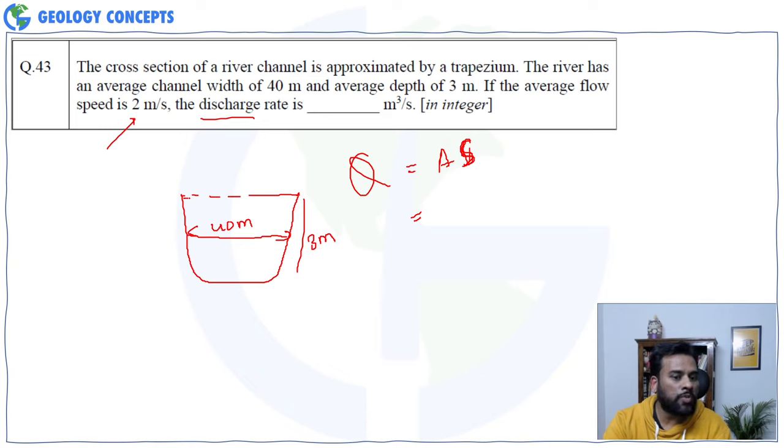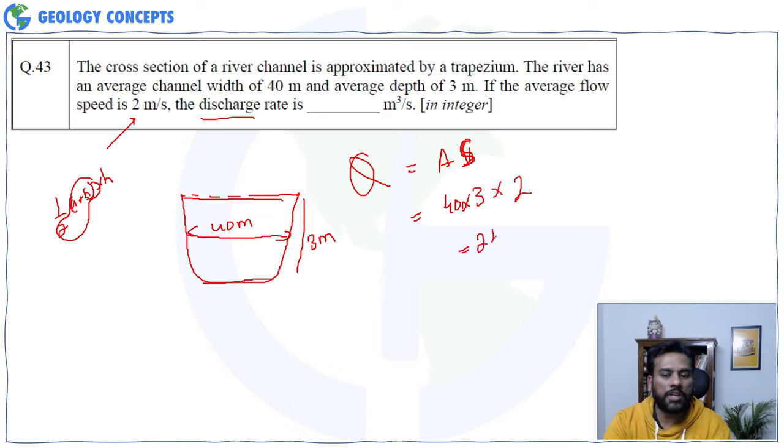If they had given the upper and lower width, then we could have calculated the area of trapezium by half sum of parallel sides into height, right? But they have given you the average width, right? So this (a plus b) by 2 they have given only, right? So directly it will be 40 into 3. So 40 into 3 into 2 will be the answer here, which is 240 meter cube per second. Okay, this will be the correct option here.